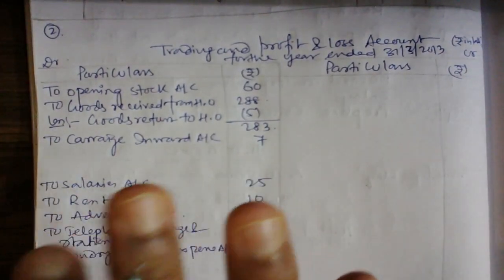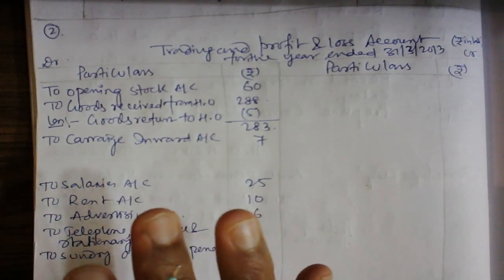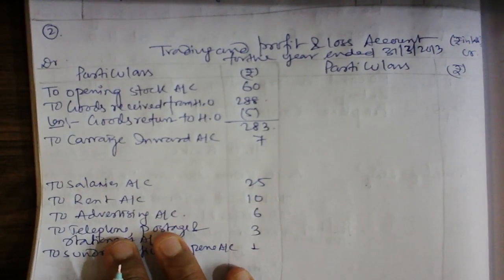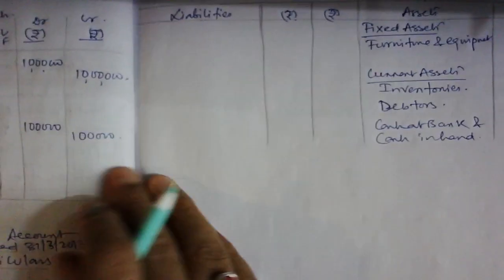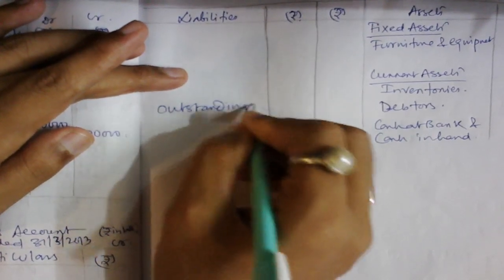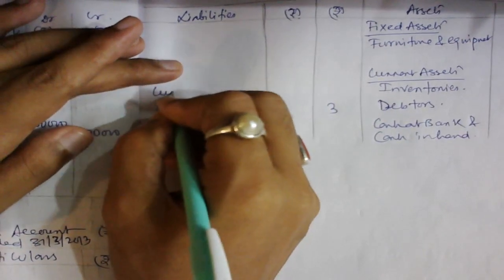After this, if you see there is an outstanding expense of 3 lakh rupees. So outstanding expense is what? Your outstanding expense is nothing but, you can say, your liability, so you can plot here outstanding expenses 3 lakh rupees, perfect, it's a current liabilities part.